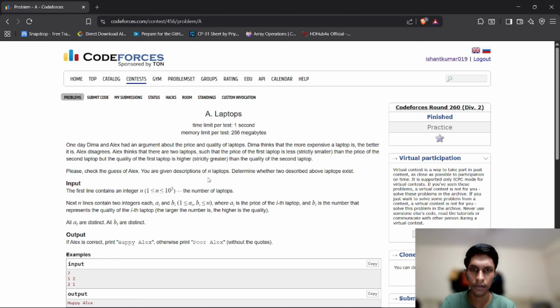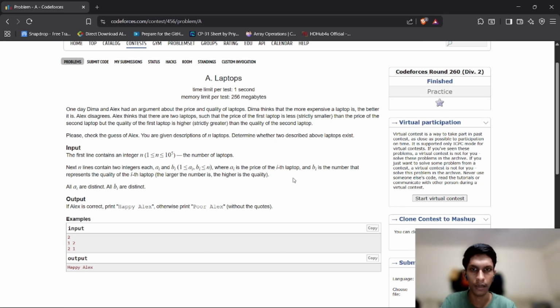You are given descriptions of n laptops. Determine whether two such laptops described above exist. So this is the problem. Let's see the inputs and outputs.